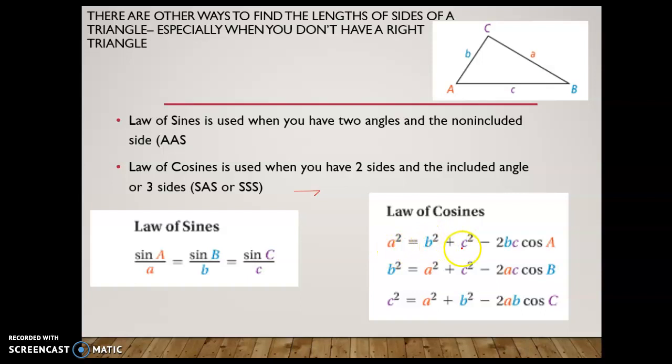All the small letters are your sides, and the large letters, your capital letters, are your angles. You will want to write these formulas down, because you are going to need to know them in order to solve triangles.